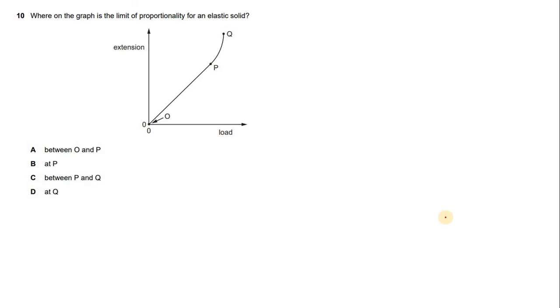Question number 10. Where on the graph is the limit of proportionality for an elastic solid? The limit of proportionality is the point on the graph up to which the graph remains a straight line, perfectly straight. So of course this is the limit of proportionality. So option is B.